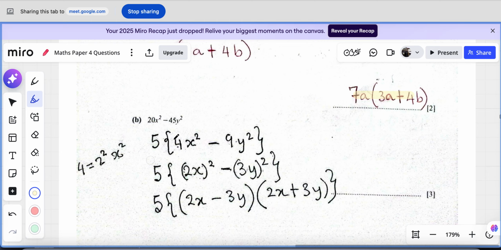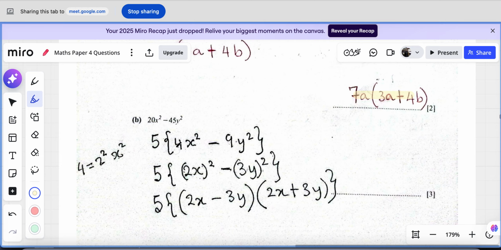You take it out. What remains here becomes 4x squared. And what remains here, if you take 5 out, 45 divided by 5, you get 9 remaining, 9y squared. Now, if you take a look at this, some will still feel, oh, but this is still not a difference of two squares.